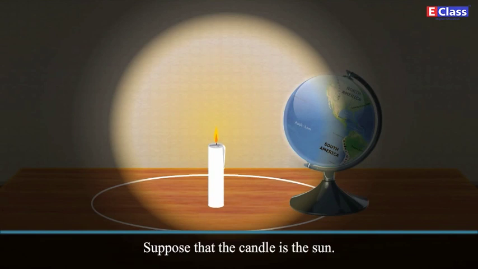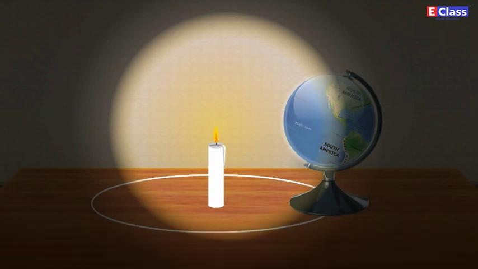Suppose that the candle is the sun. Observe which part of the globe gets the sun's light and which one doesn't. The well-lit part of the globe shows day.